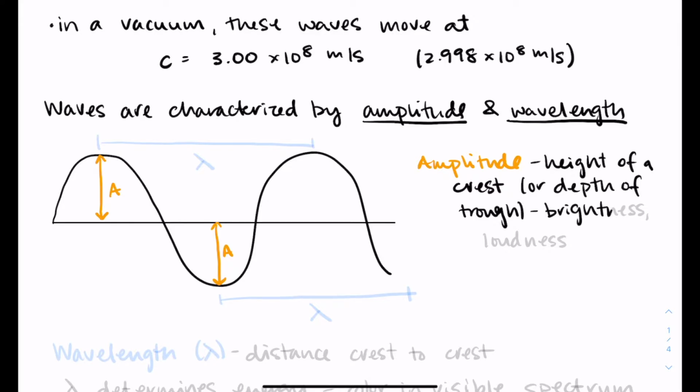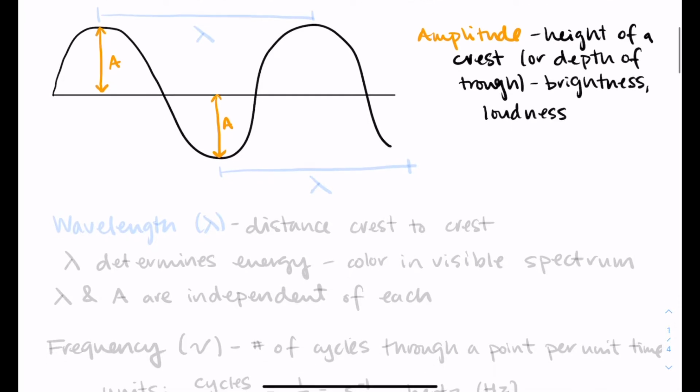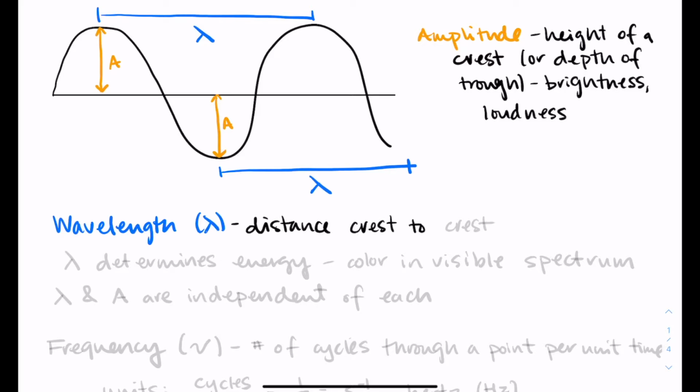And the amplitude is what determines the brightness of light if it's a light wave, or the loudness of a sound if it's a sound wave. The other component is the wavelength, and we use the Greek letter lambda. So that's what this sort of upside down and backwards y is. That's the Greek letter lambda. This is the distance from crest to crest, or trough to trough. You could do it either way. The wavelength determines the energy of the light. And if we're talking about light in the visible spectrum, the energy is related to the color.